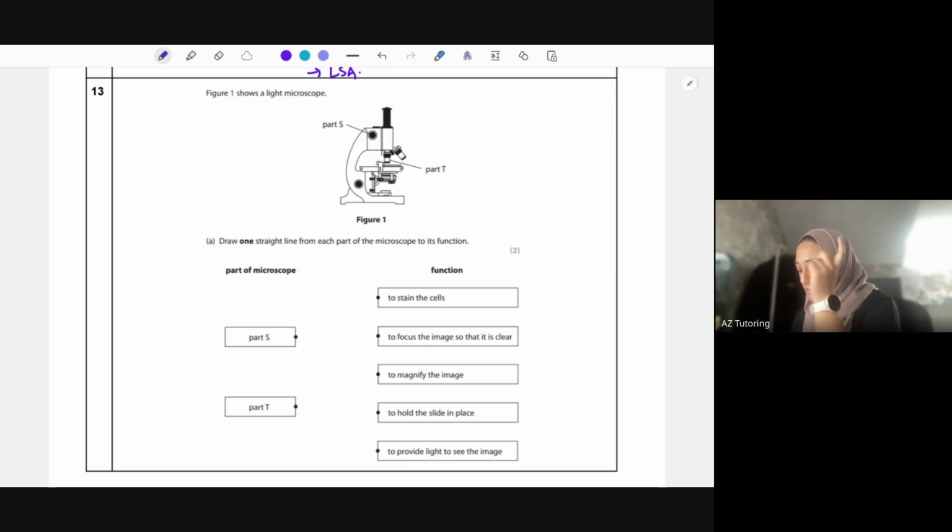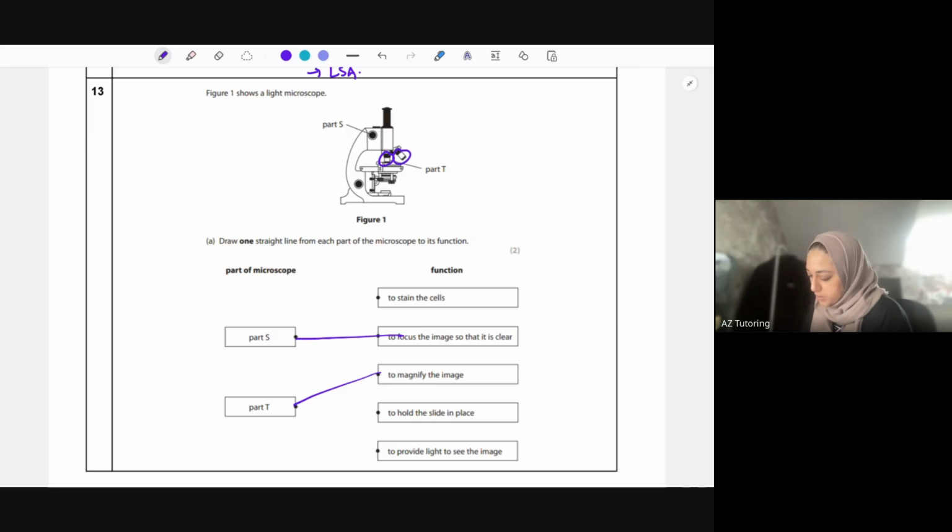So part S, that's the rotating dial. So the rotating dial, that's to focus the image. So just be that one there. When you're actually looking at the specimen, you're rolling that just to focus it, so you don't want it to be blurry. You're just trying to adjust that. Part T, that's the magnification lens. So you can see there's different lenses that you would use. So that's to magnify the image.